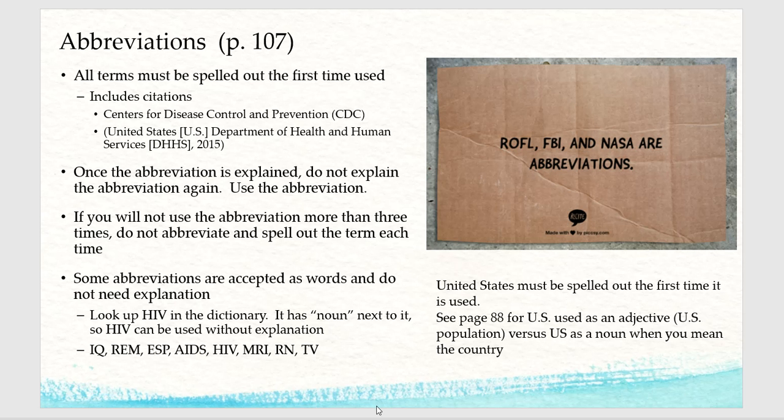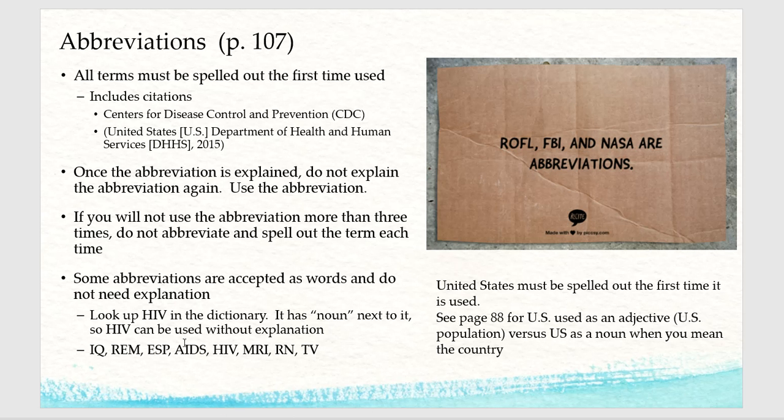Okay, with abbreviations, all terms must be spelled out the first time they are used. That includes citations. And once the abbreviation is explained, do not explain it again. Use the abbreviation. If you will not use the abbreviation more than 3 times, then do not abbreviate the word and spell it out each time. There are some abbreviations that are accepted as words and do not need an explanation.